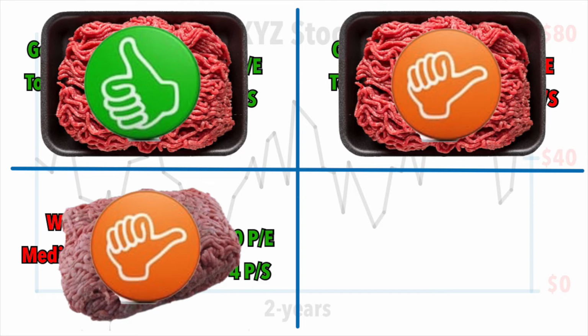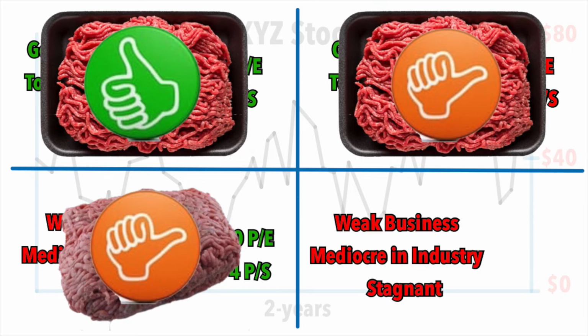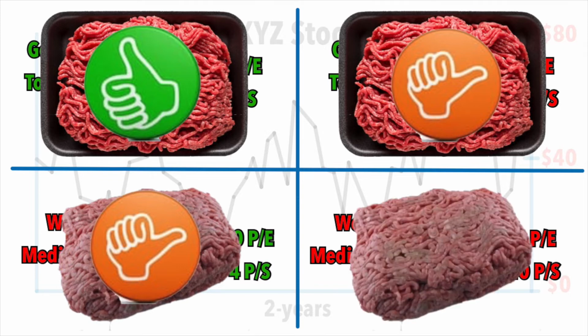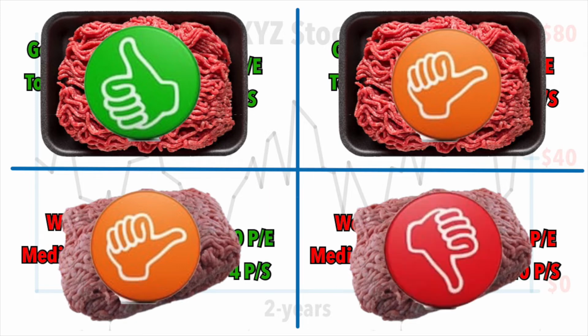And finally, we have the fourth example, a weak business, mediocre in the industry, minimal growth ahead, no PE because it's unprofitable, and we're paying $40 for $1 in revenue. Definitely not a buy. I'm buying expired, nasty ground beef for $25 a pound. Bad beef and a bad price. This type of company is definitely going out of business.